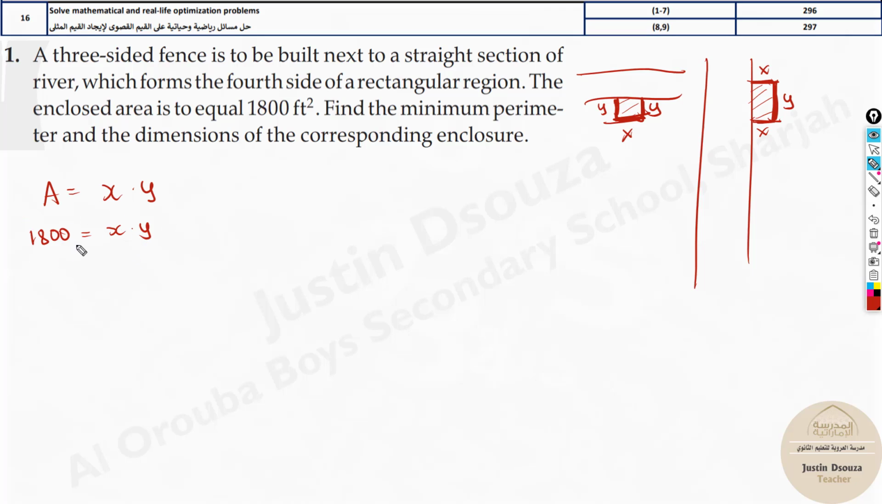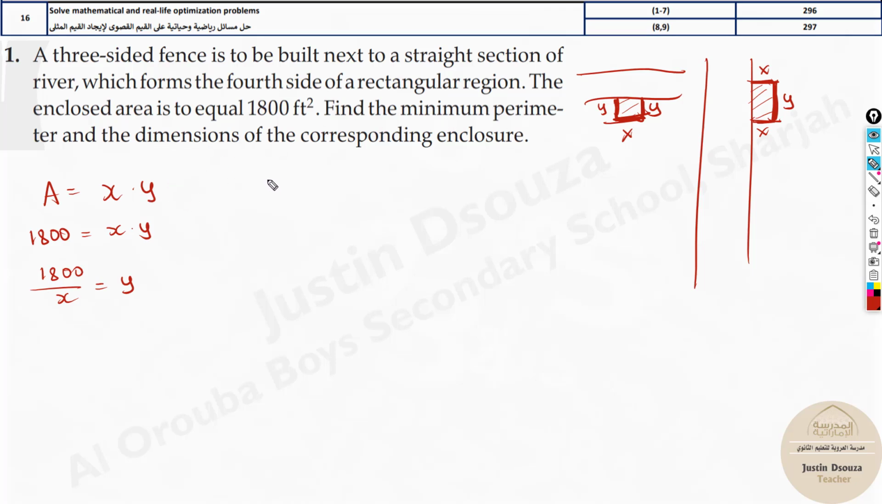Why do we need this? We will write this in terms of a single variable. We will leave y here and take x to the other side. So from the area equation, we can write y is equal to 1800 divided by x. Why did we do this? Because they have asked us to find the minimum perimeter.